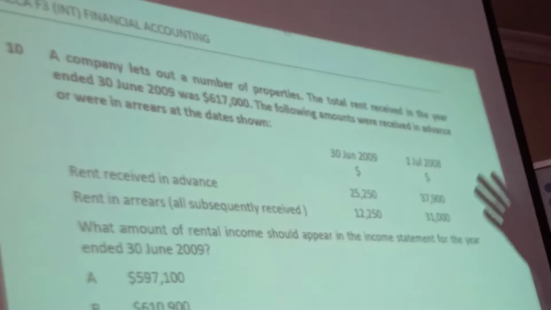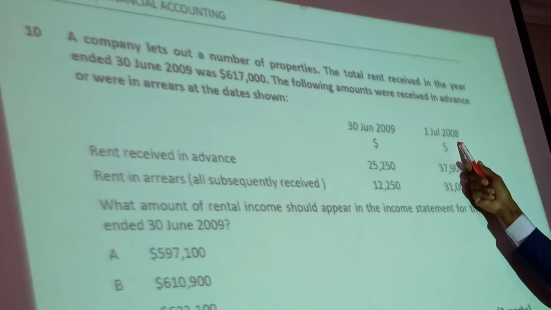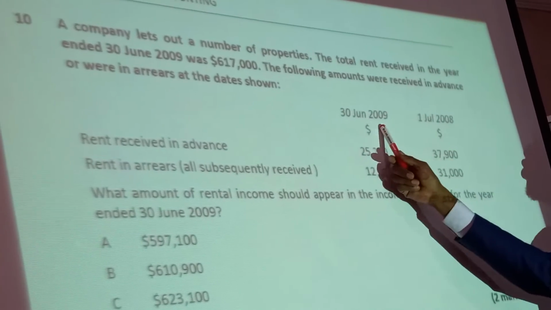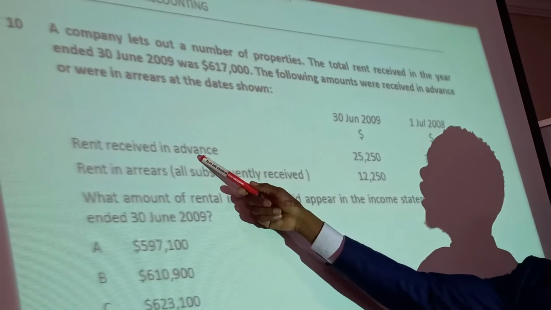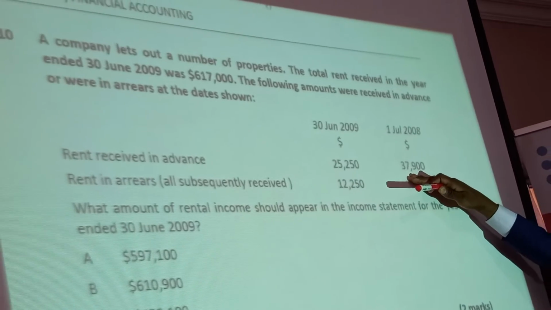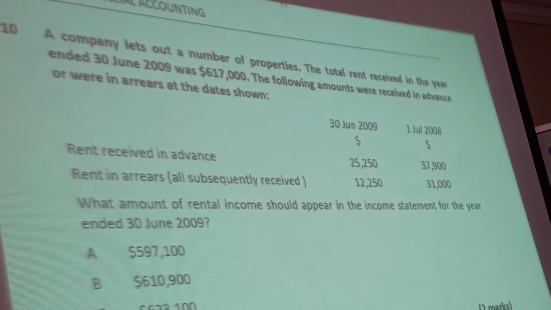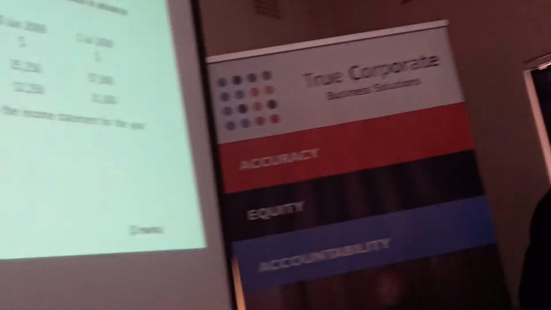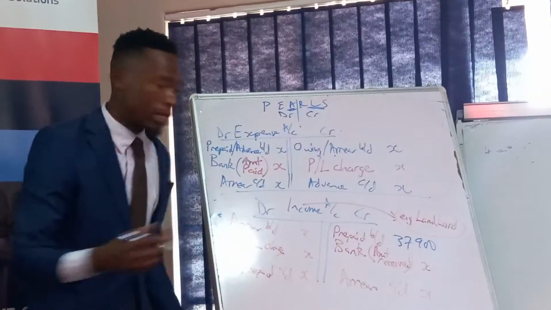Now on this question, follow dates. Follow the dates, please. Follow the dates. Make sure you follow the dates. This is the BD. This is 2008. This is 2009. So these are opening balances. So you start like with the advance. Let me start with the advance. 37,900 is my BD. 25,250 is my CD. This is what I do. You need to avoid making errors. So 37,900 for prepaid. So for prepaid or advance, and 25,250.